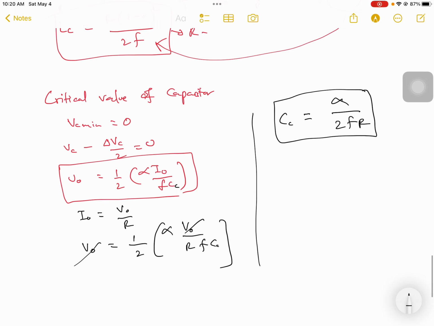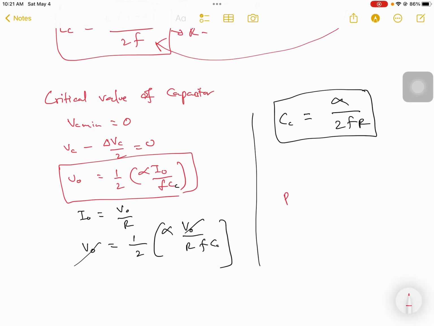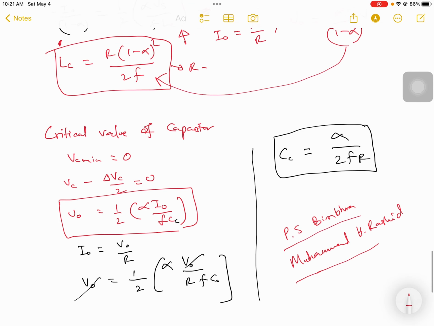So this is the explanation that I have given, and for detail, the books that I'm referring to are Power Electronics by P.S. Bimbhra and Muhammad H. Rashid. If you refer to these two textbooks, it will be more than enough to get the concept of whatever I have explained here. I'm not going into detail because the other explanations are similar to what we have already covered in the buck and boost regulator. So that's it.